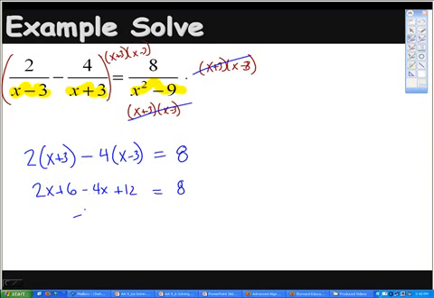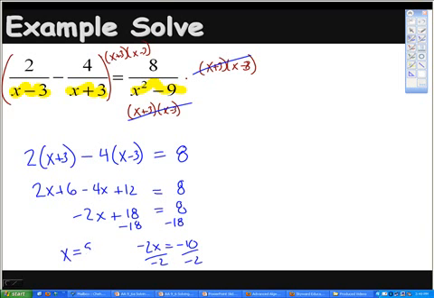Combine like terms. 2x minus 4x is negative 2x. 6 and 12 is 18. And that still equals 8. Let's subtract the 18 from both sides. So negative 2x is equal to negative 10. And divide by that negative 2. And we see that x is 5. Now we got to check this.